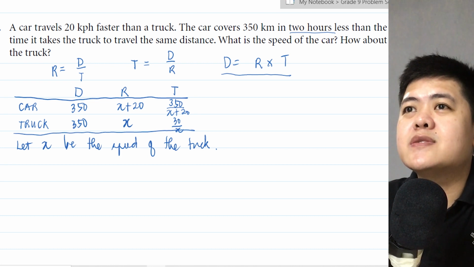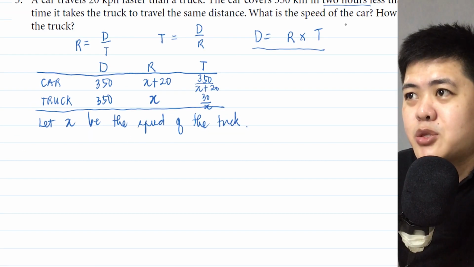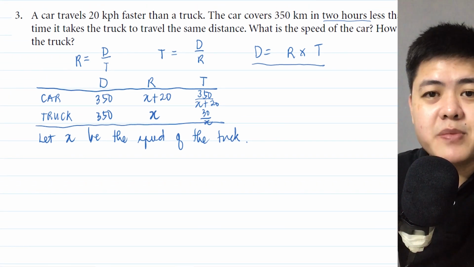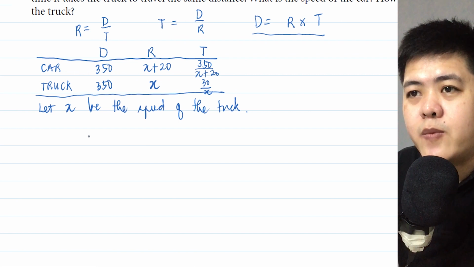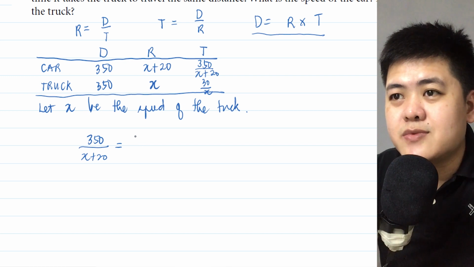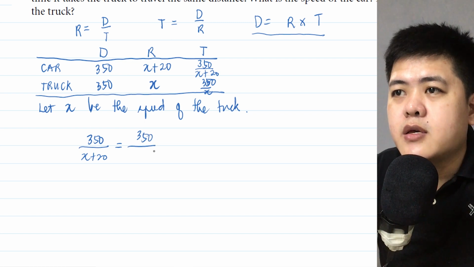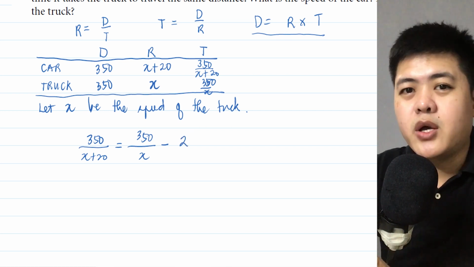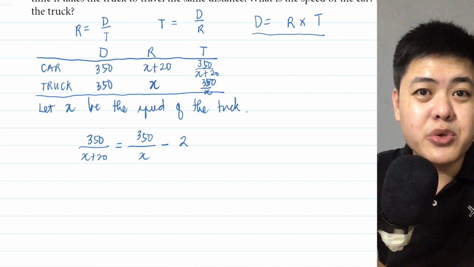So the question is, ano yung equation natin? Doon lang tayo sa time. Kasi sabi daw dito, 2 hours less than the time it takes the truck to travel the same distance. So mas mahaba ng oras yung truck. So yung oras nung car, which is 350 over x plus 20, equal yon sa oras nung truck, which is 350 over x, minus 2. Kasi, mas mahaba ng oras yung truck kaysa dun sa car. Okay lang naman, plus mo ng 2 yung car.